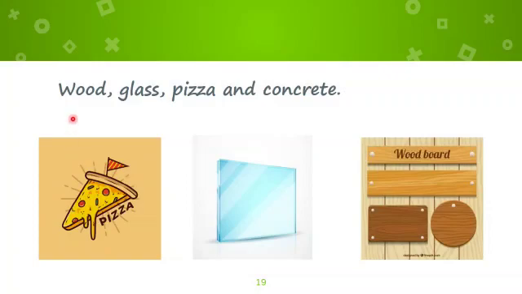Coming towards more everyday examples: wood, glass, pizza, and concrete. When we talk about wood, like the chair we sit on and the table on which you have placed your book or laptop, wood is a very complicated mixture of many kinds of compounds. And glass is a mixture of sand, soda ash, and limestone.